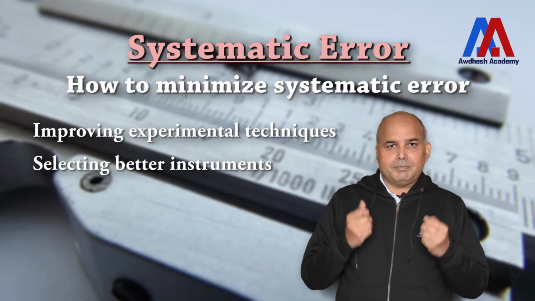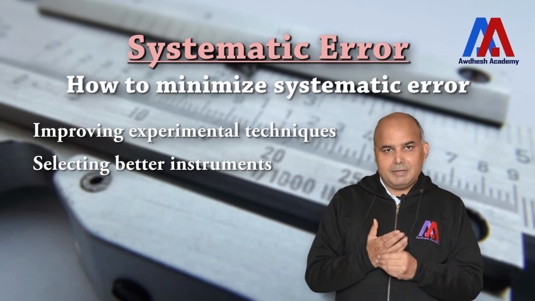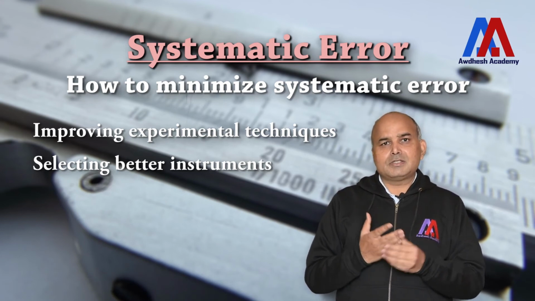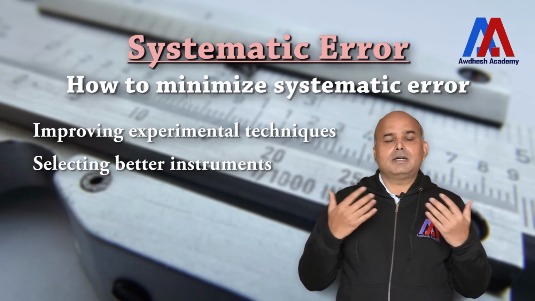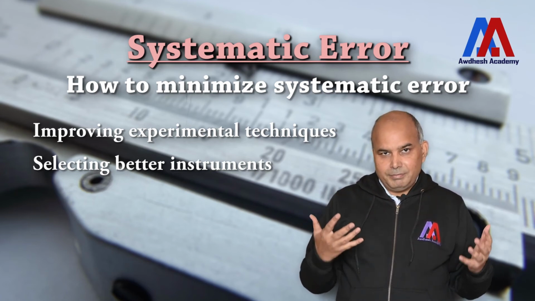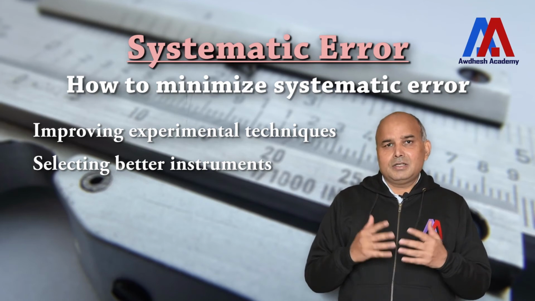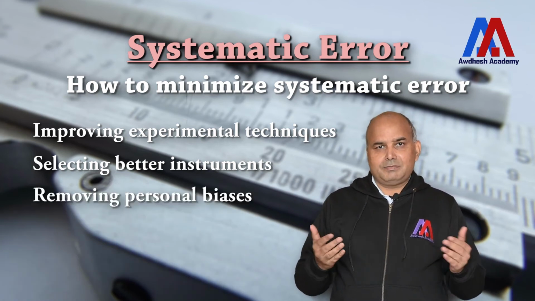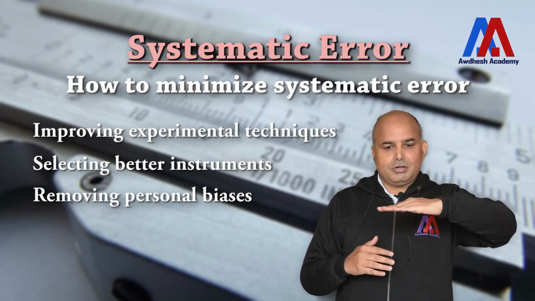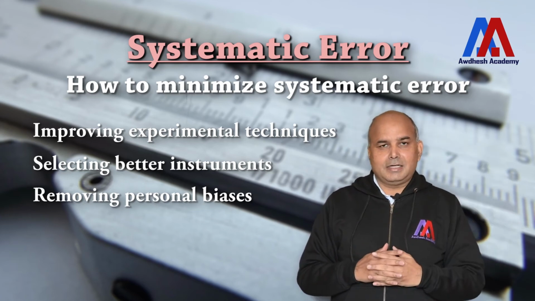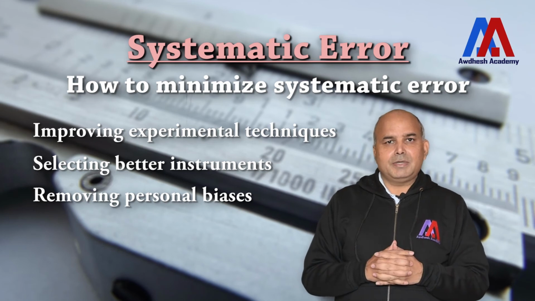Second, if you select a better instrument, an instrument which has high precision and does not have any zero error, then you will be able to measure the dimensions much more accurately. And third, if you remove personal biases, that means if you measure things exactly as you are supposed to, without leaning to the lower side or the higher side, then also the systematic error can be minimized. Now, the first type of error, as I told you, is the systematic error.